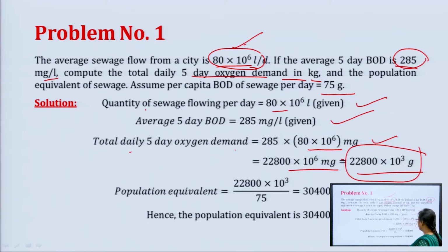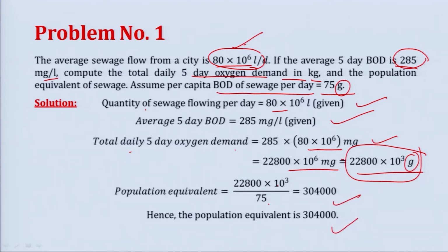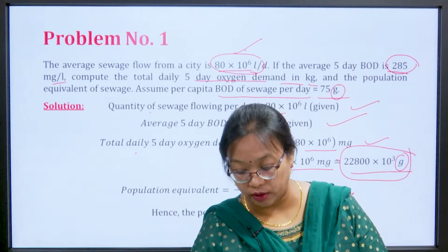Population equivalent will be this divided by the per capita BOD of sewage per day, which will be 75 grams. So, here you have to remember that this is in grams and this is also in grams. So, 22800 into 10 to the power 3 divided by 75 gives a population equivalent of 304,000. So, this is a very simple question. I think it was for maybe 2-3 marks.